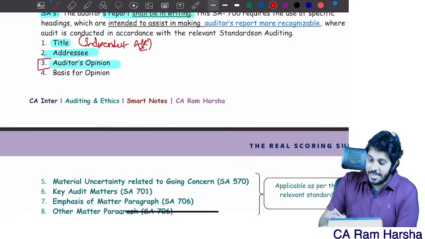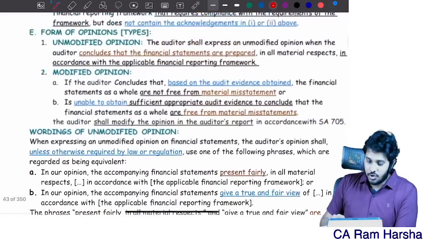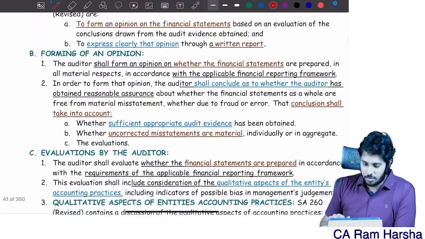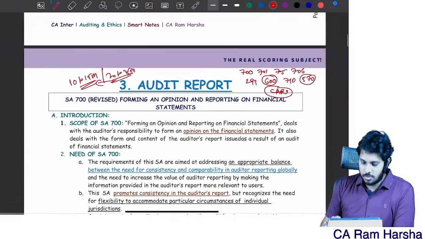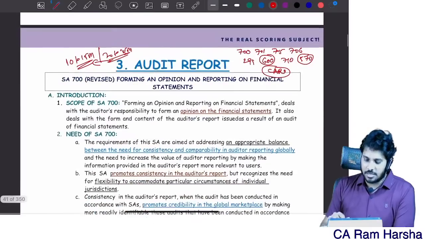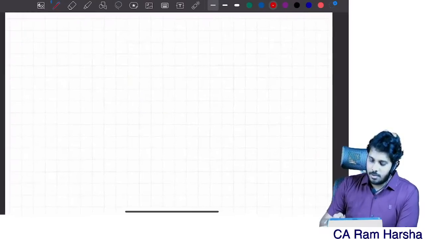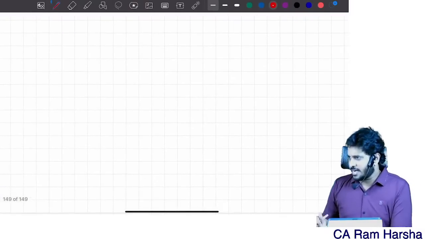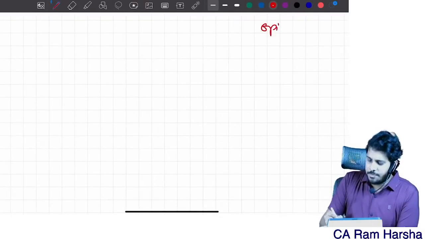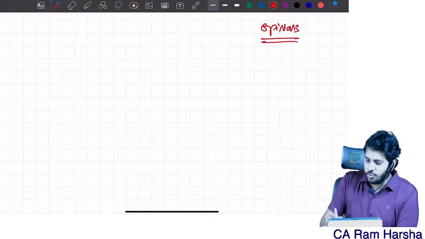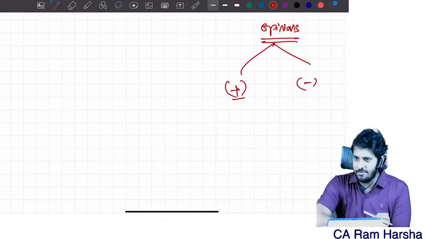Now, how many types of opinions do we have? You see the introduction to this chapter. I think in 705 I have given. Yeah, in 705 I have given. We have to give opinion, right, ultimately. As I already told in the previous sessions, opinions are of two types. Either they are positive opinion or they are negative opinion.